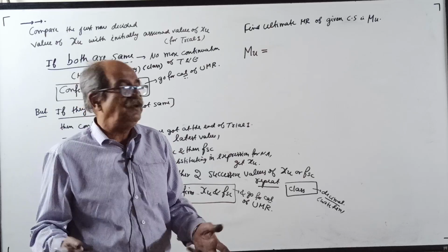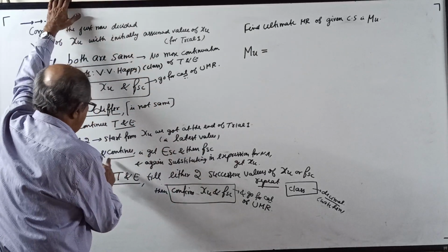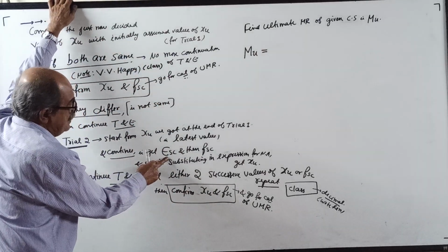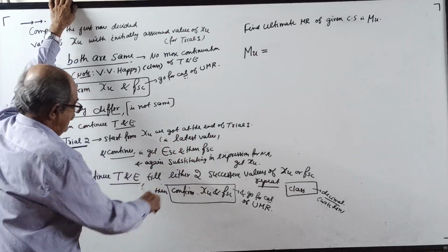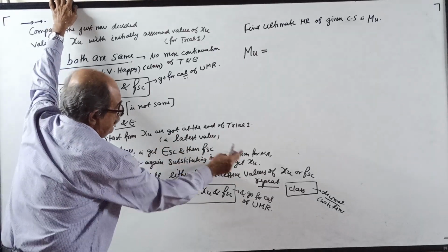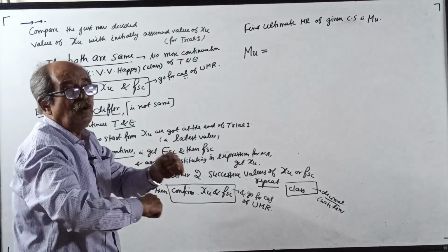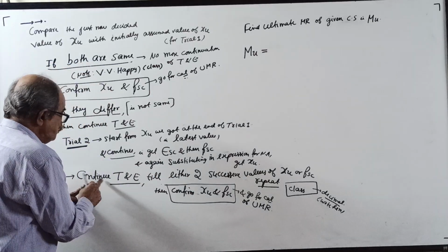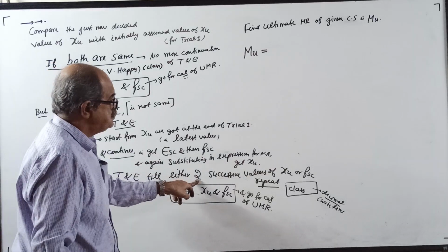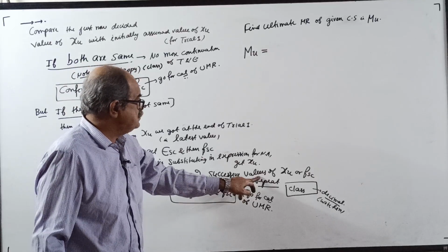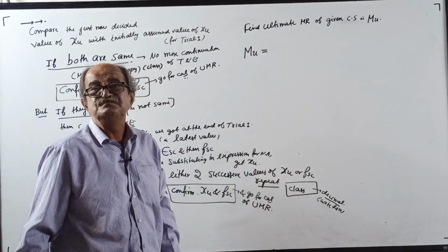Always use the latest value, and continue and get once again epsilon SC and then get FSC. Again substituting, get the value of XU. Okay, second round over. Continue trial and error till either two successive values of XU or FSC repeat.